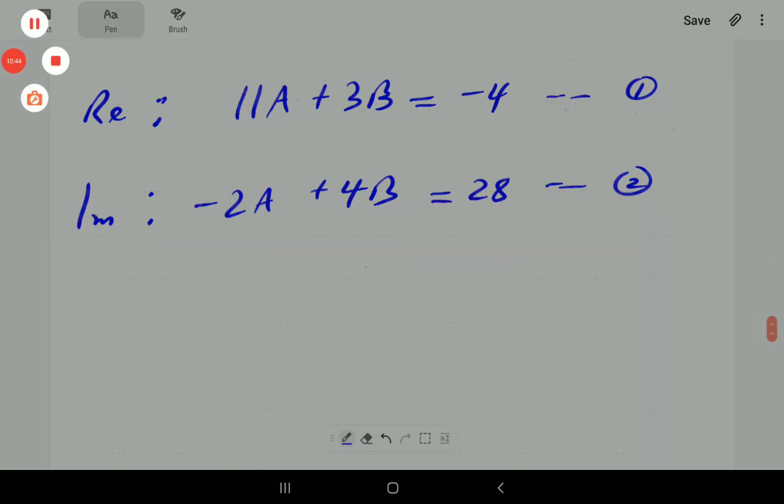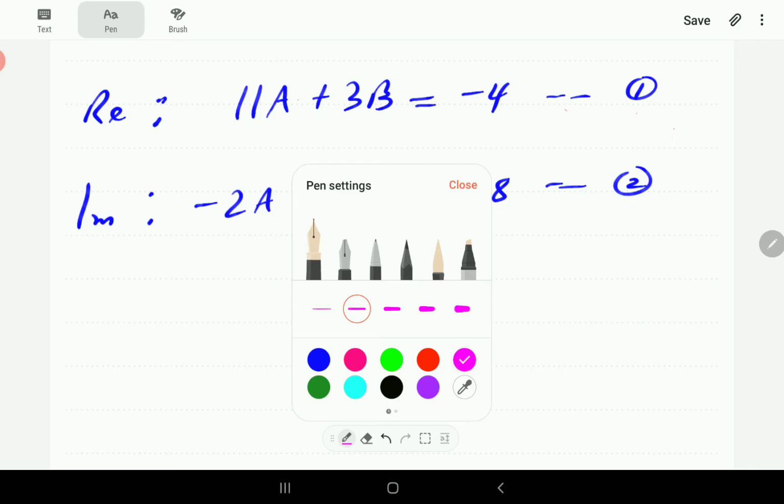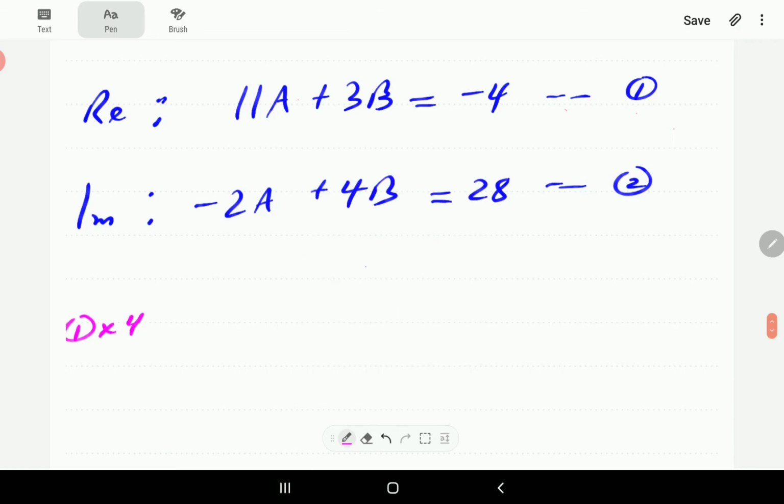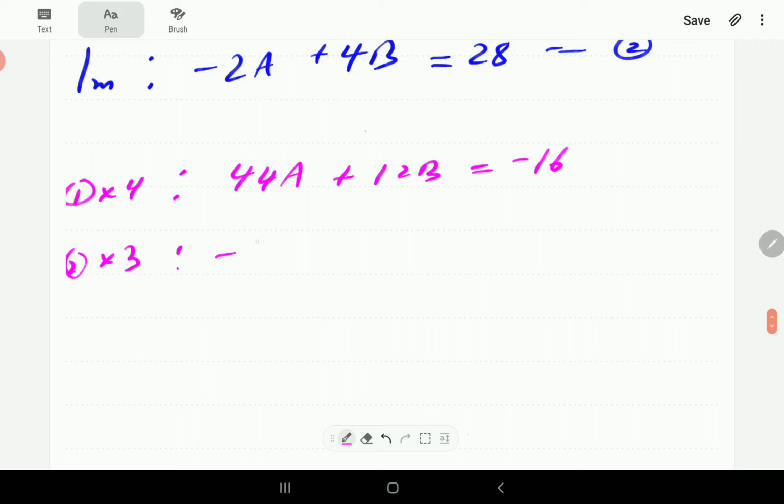So now it's two linear equations, 2 unknowns. We solve this as usual. What we're going to do is multiply 1 by 4 and multiply 2 by 3. So 1 times 4 is going to give us 44a plus 12b is equal to minus 16. Multiply equation 2 by 3. So the idea is that the b terms are going to match up. So this is going to give us minus 6a plus 12b, and then 3 times 28.